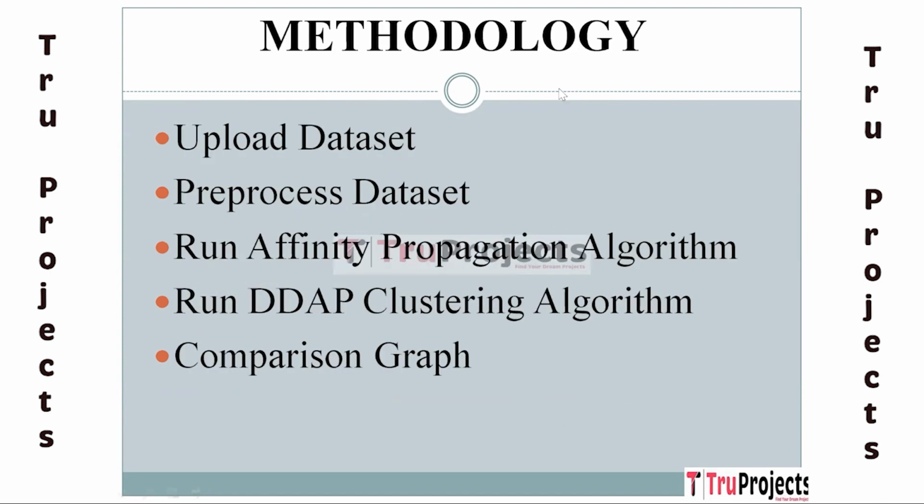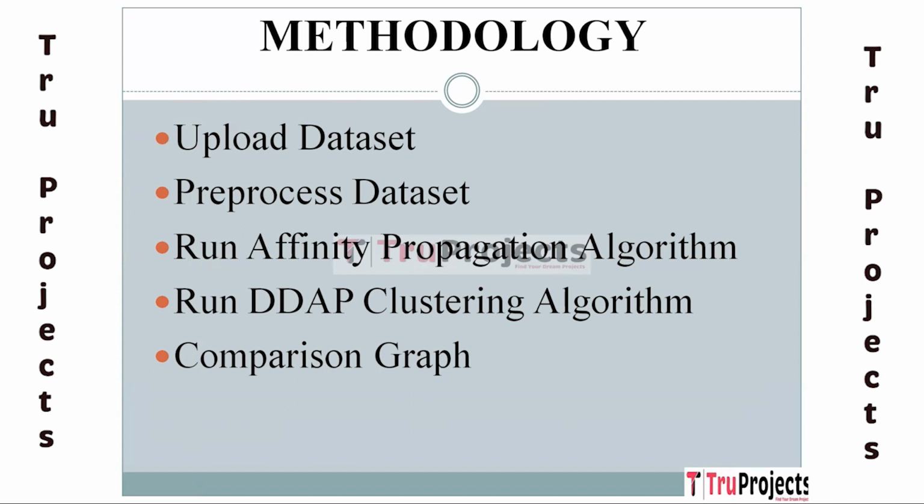Methodology. To implement this project, we have designed the following modules. The first module is upload dataset. Import the dataset such as the car and iris dataset, which will be used for clustering evaluation. Second module is pre-process dataset. Clean and pre-process the dataset to ensure they are suitable for clustering. This involves handling missing values, normalizing or scaling features, and transforming categorical variables if necessary.